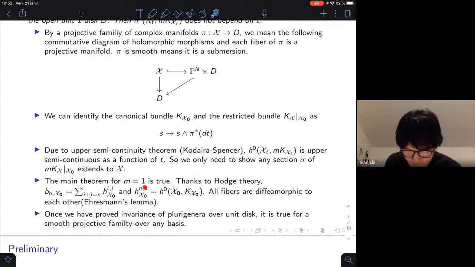The special case when m equals 1 is a consequence of Hodge theory. The Hodge theory tells us that the Betti number, which is the dimension of the nth cohomology, tensored with R, equals the sum of each (p,q) component. The upper semi-continuity theorem tells us that all those dimensions are upper semi-continuous, but their sum is constant, so that forces them to be equal on all fibers. Is that clear?